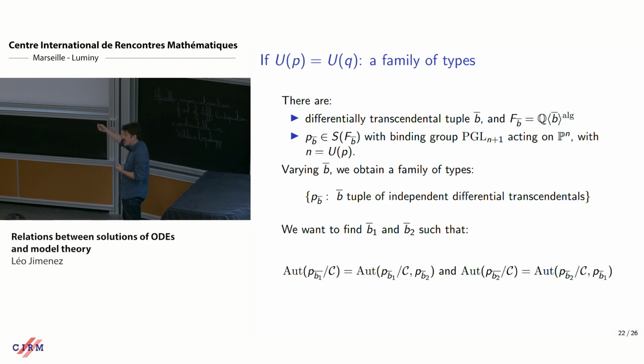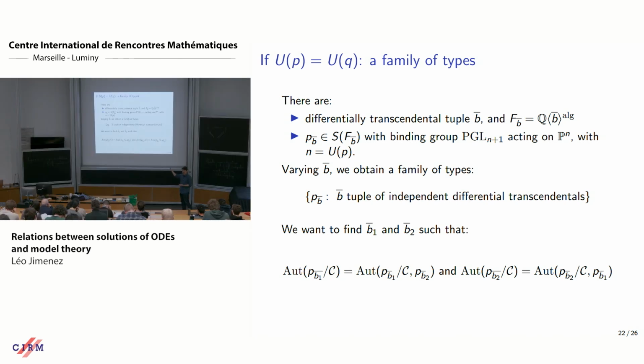And then we have this type P sub B bar with binding group PGLN plus 1 acting on Pn, where n is the U rank of my type. And of course, I can vary this B bar, and I have this whole family of types, right? And so now what we want to do is to find some B1 bar and B2 bar, such that, again, we have the same two equalities, right? Because we know that once we have this, we're done, by the previous lemma.